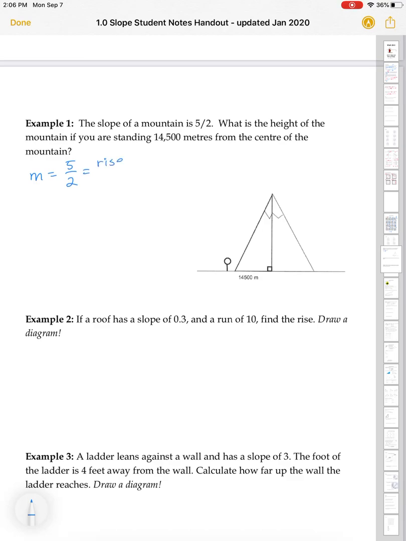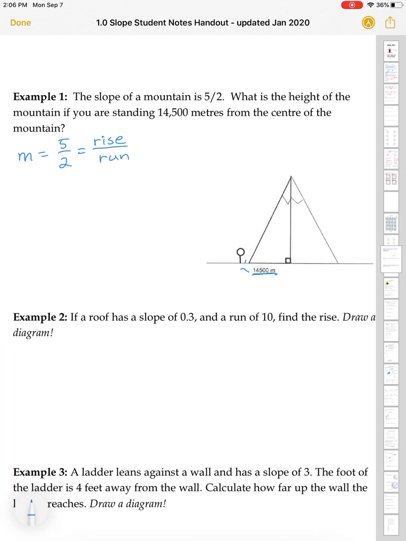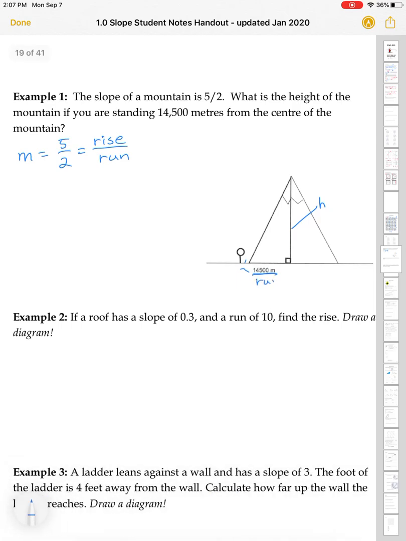Right? And this is going to equal the rise over the run. If you're standing 14,500 meters away from the center of the mountain, what is the height? So we want to know this height. Well, this is our run, and the height equals our rise.